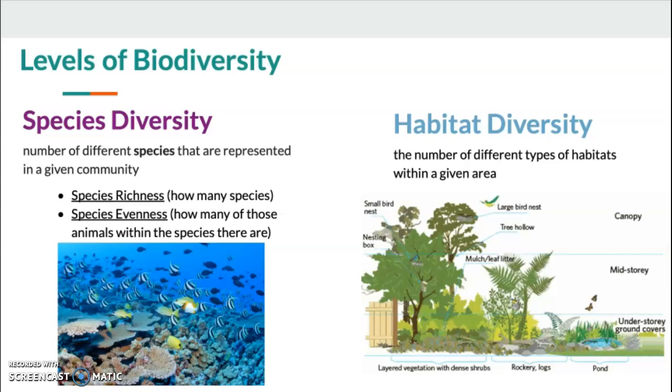The next level of biodiversity is species diversity. This is the number of different species that are represented in a specific community. Species richness looks at how many species, and species evenness looks at how many of those organisms are within the same species. Habitat diversity is the number of different types of habitats within a given area. So if you have high diversity, you would have quite a number of habitats, whereas with low diversity, you would only have one or two habitats represented.